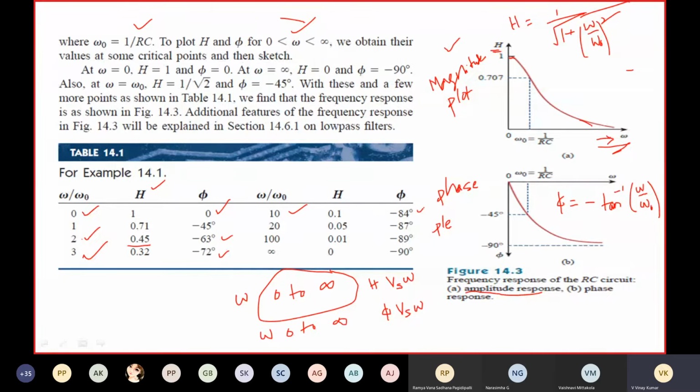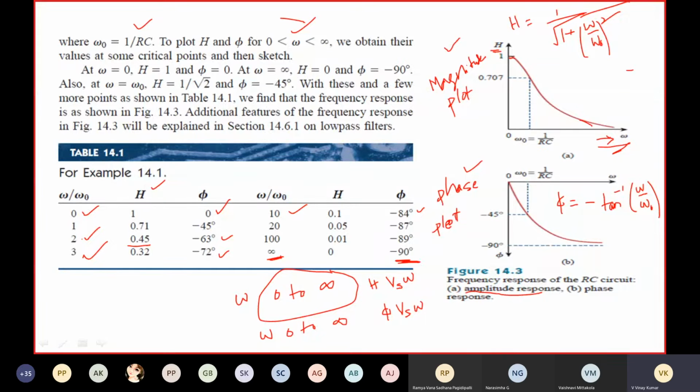Likewise, you vary frequency from 0 to infinity to get the phase plot. When omega by omega naught is equal to infinity, the phase angle is minus 90 degrees. So you can plot the graph between phase angle versus frequency. This plot is called the phase plot.